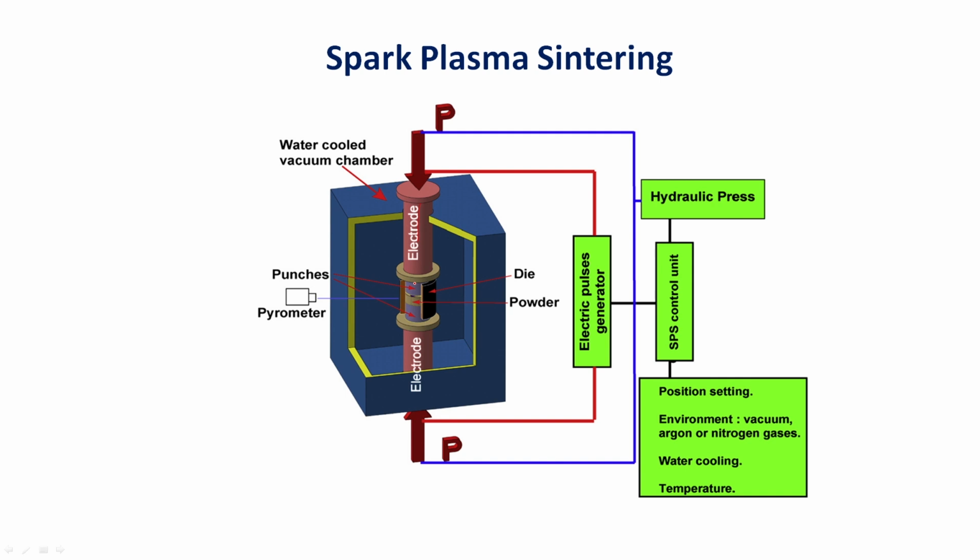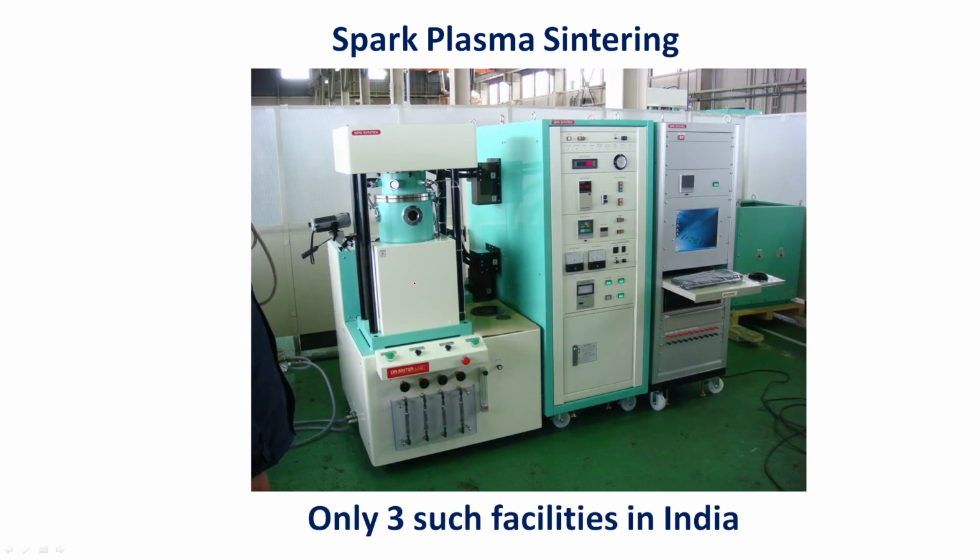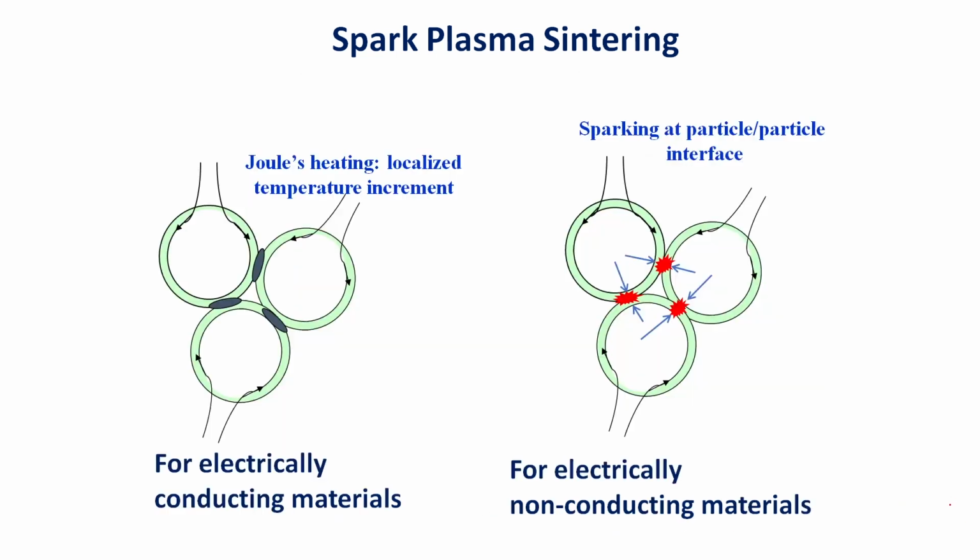This is widely used nowadays to produce sintered products in very little time, and this facility exists at IIT Kanpur. This is a picture from our lab at IIT Kanpur, and this can allow you to prepare many compacts very easily. And in spark plasma sintering, there are two mechanisms.